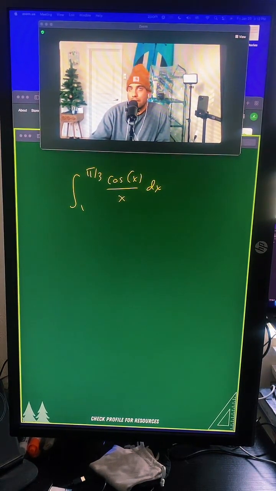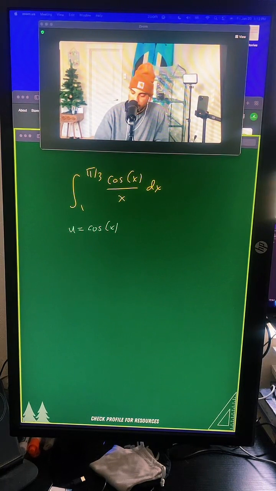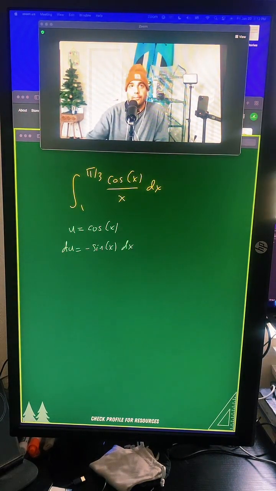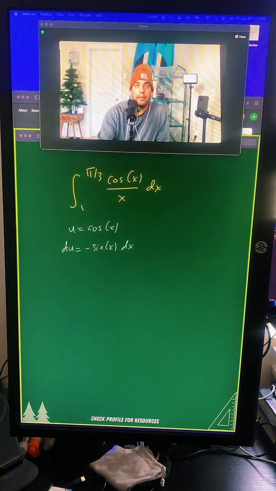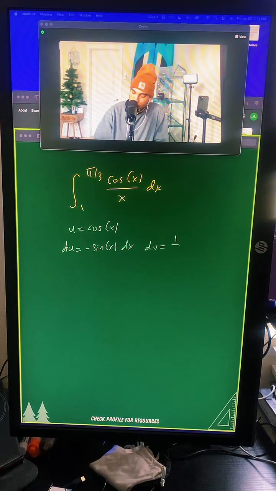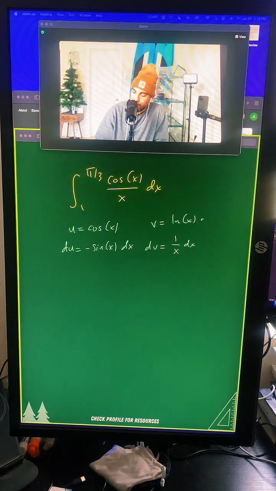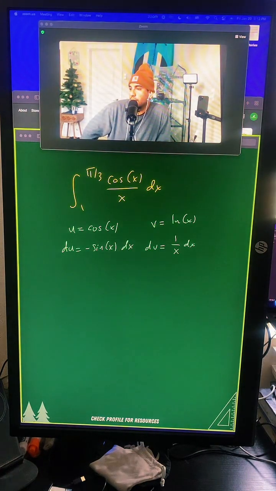Okay? Because if you tried integration by parts, what should we make our u equal to? Perhaps cosine. And then du is negative sine of x dx. And then we have dv equal to 1 over x dx. So that means that our v is equal to the natural log of x. Okay. So would that even work? What do you guys think? Let me just write it out.